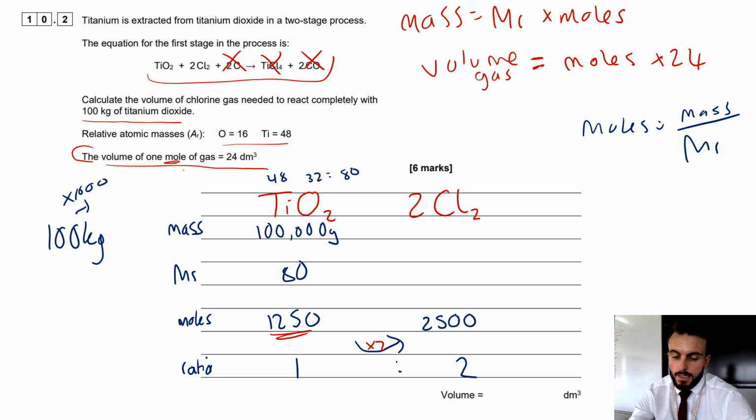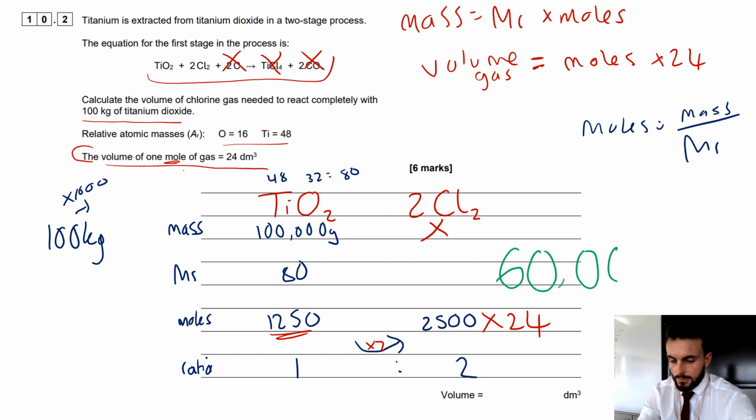We do not need mass of chlorine because that's not what we're working out. We're working out the volume of gas. If you remember earlier, I told you the volume of gas is moles times 24. So all we've got to do to get the volume of chlorine needed, we're going to times this number by 24. 2,500 times 24 is 60,000. Your answer is in decimeters cubed.